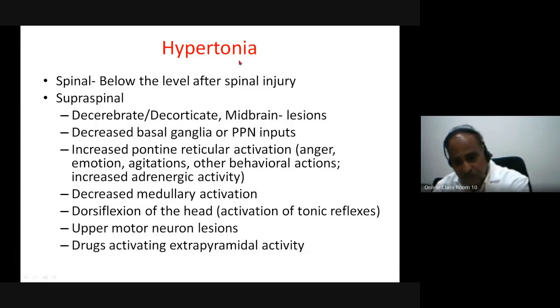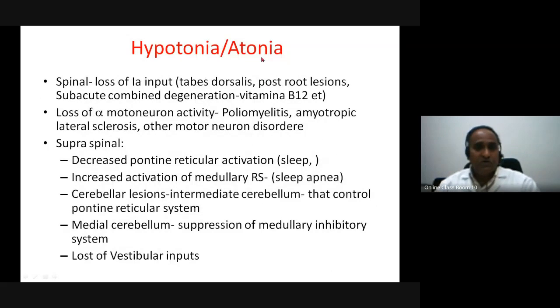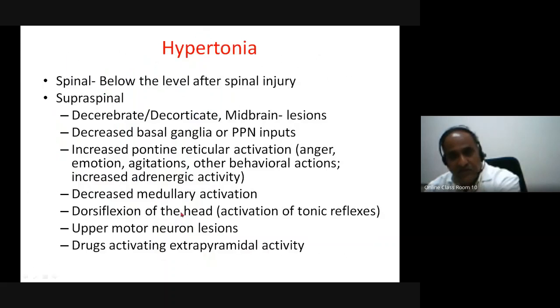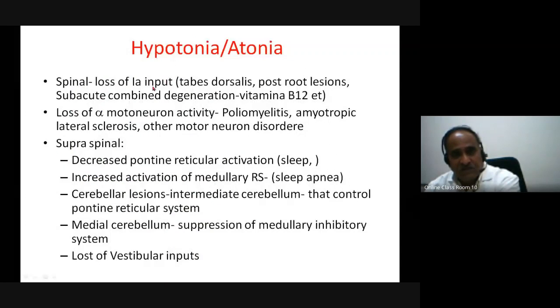This is about hypertonia. Coming back to hypotonia or atonia: hypotonia or atonia result from a spinal level loss of 1A input. Say, for example, you go back here and you cut this, the dorsal root, 1A fiber. If you cut this, there is no reflex activity, there is atonia. This muscle is not having any tone at all. So that is one, loss of 1A input.